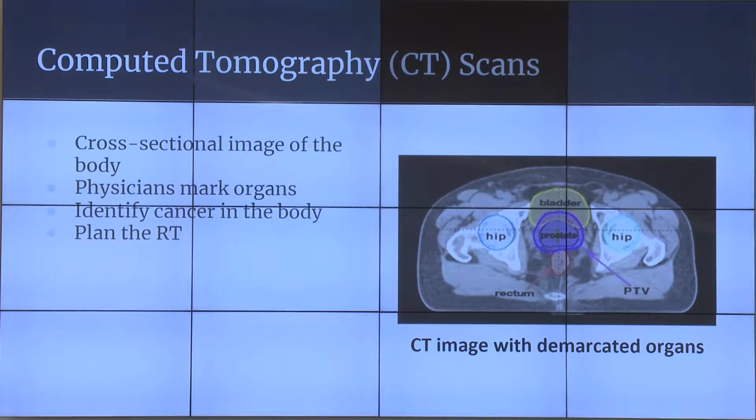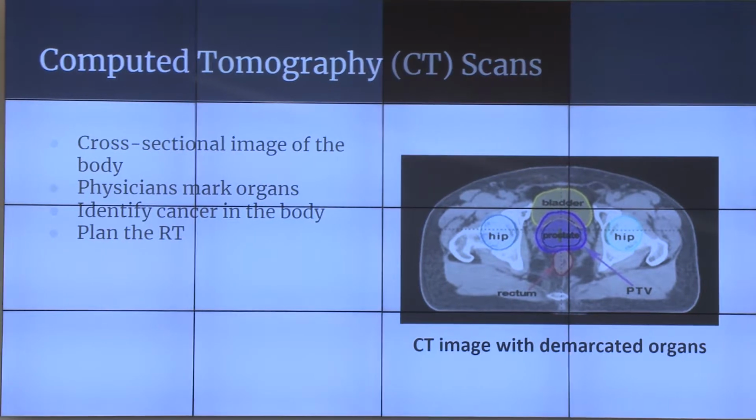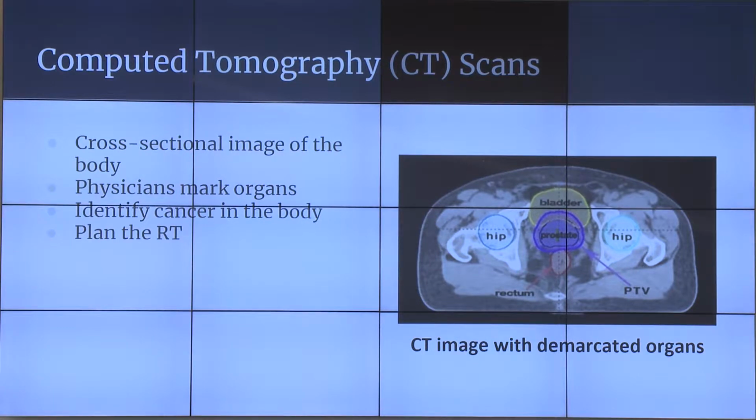So here is a picture of a computer tomography scan. It's a cross-sectional image of the body, and in our case, it's a cross-sectional image of the pelvic area. Physicians use CT images to demarcate different organs or different parts of the body, identify cancer in the body, and also to plan the radiation plan and where it's going to be delivered. As we can see in the image here, we have the bladder, the prostate, and the rectum that are demarcated in different colors, and the hips.